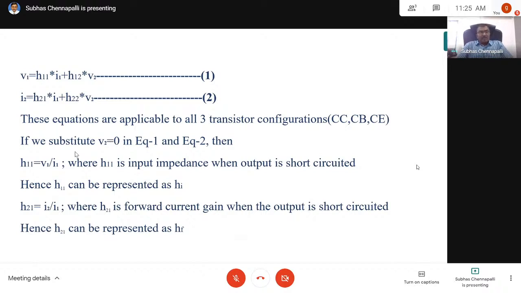When the output is shorted and you want to calculate H11, invariably you have to short the output and calculate. Because this is purely an input parameter, instead of H11 I can write HI. So H11 I call HI. Then H21 is I2 by I1 when V2 is equal to 0. This is the current gain H21 when the output is short. This condition is very, very important. So H21 can be represented as HF.